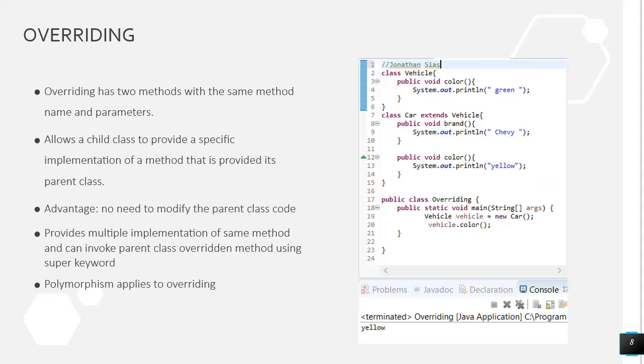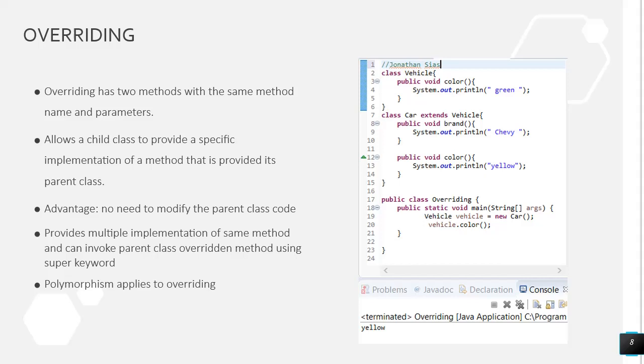Overriding means having two methods with the same method name and parameters. One of the methods is in the parent class and the other one is in the child class. Overriding allows child classes to provide a specific implementation of a method that is already provided in its parent class.